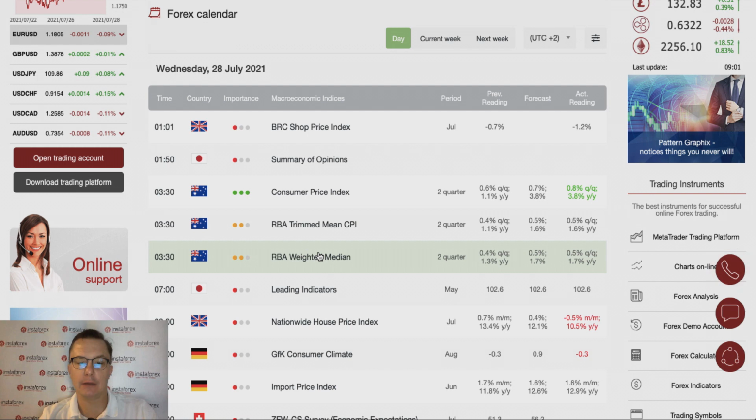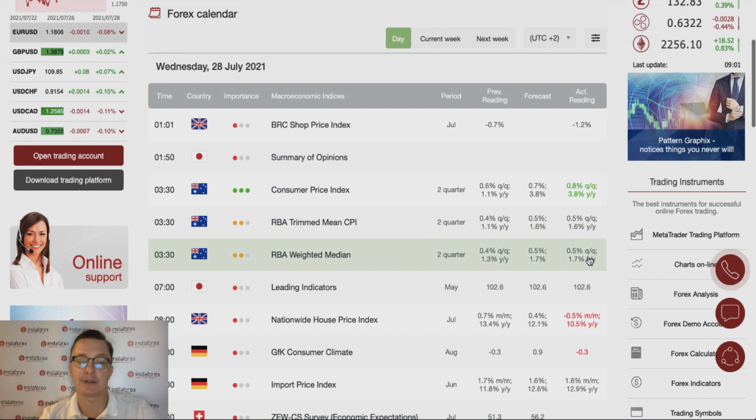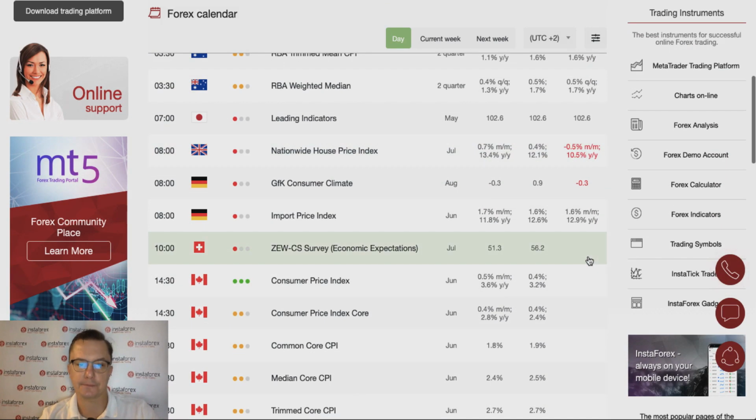The other data were from New Zealand, Australia as well. Weighted median and 3-month median CPI were both in line with the expectations. So it looks like the inflationary pressures are starting to pick up in Australia.